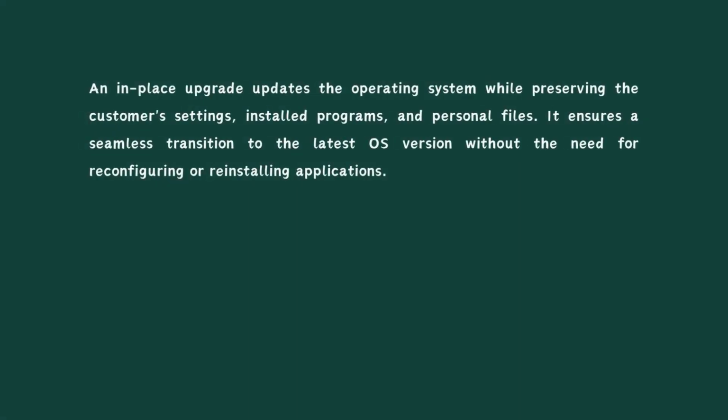An in-place upgrade updates the operating system while preserving the customer's settings, installed programs, and personal files. It ensures a seamless transition to the latest OS version without the need for reconfiguring or reinstalling applications.